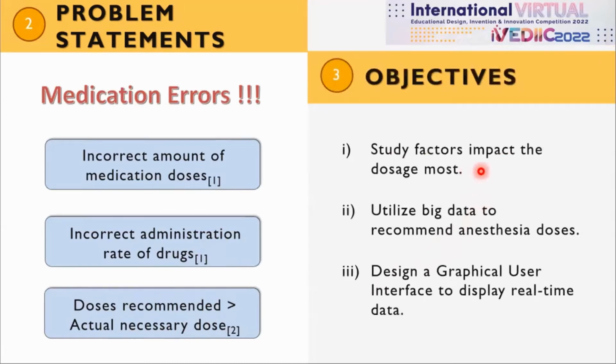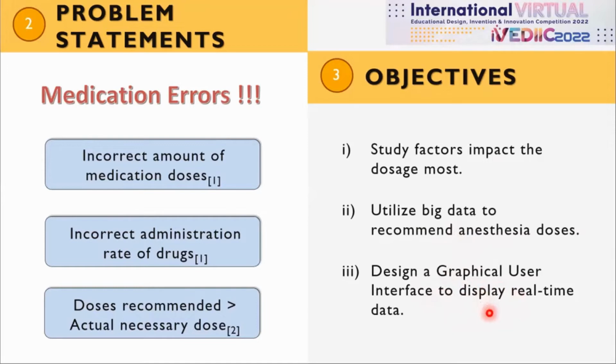Basically, we will be focusing on the various factors like age, gender, and blood pressure that impact the dosage most. Apart from that, we are going to design an Anesthesia Dosage Recommendation System, known as ADRS, that utilizes big data to recommend anesthesia dose. Next, we'll also design a GUI dashboard to display real-time data and to ensure a higher accuracy of the data-driven decision.